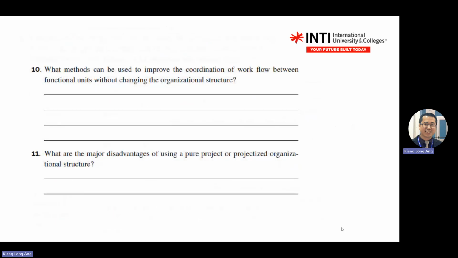Let's move a bit faster. What method can be used to improve coordination of workflow between functional units without changing the organization structure? Let's say you are in the traditional structure. How do you improve the functional units? How do you improve the coordination?